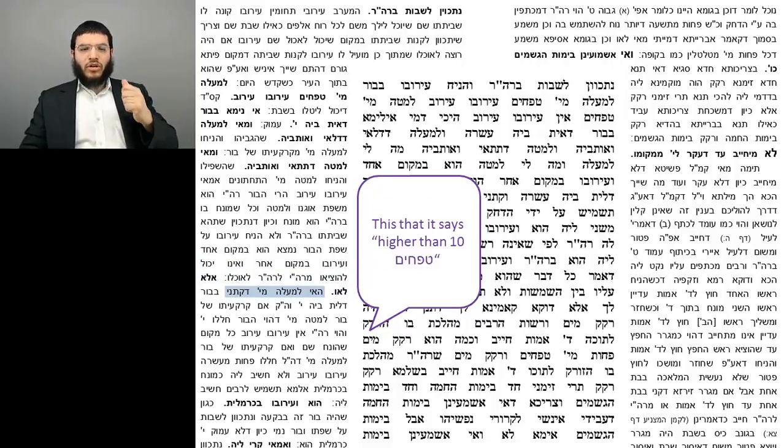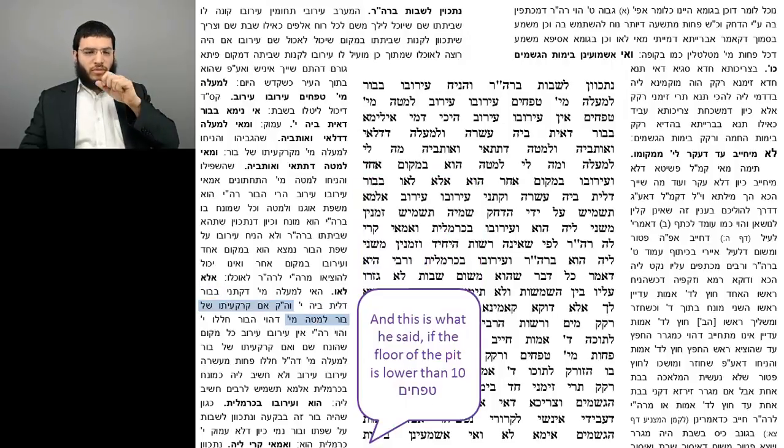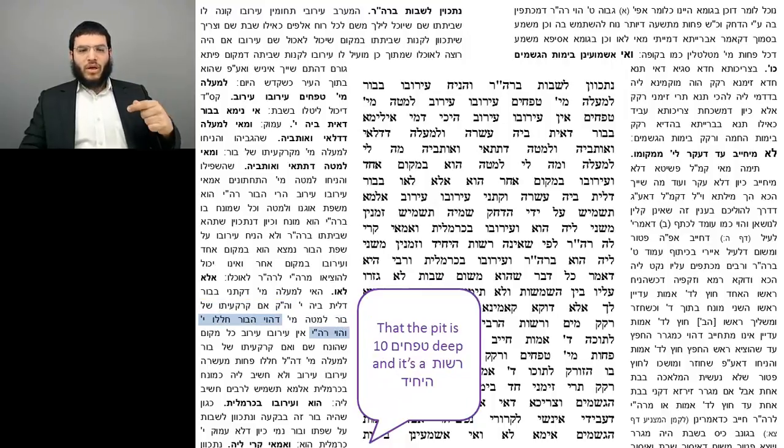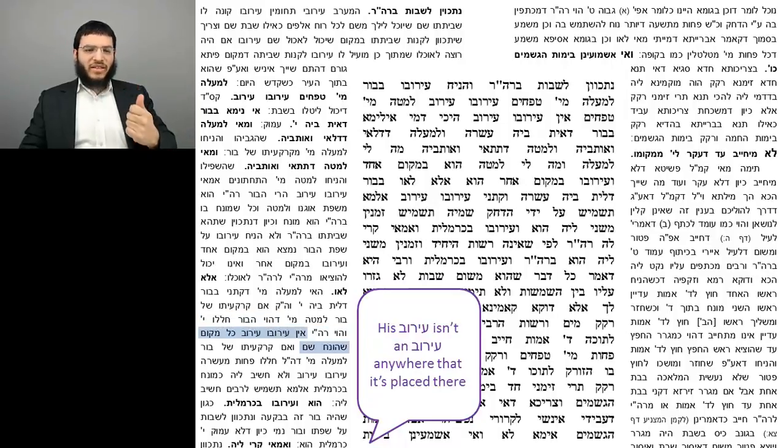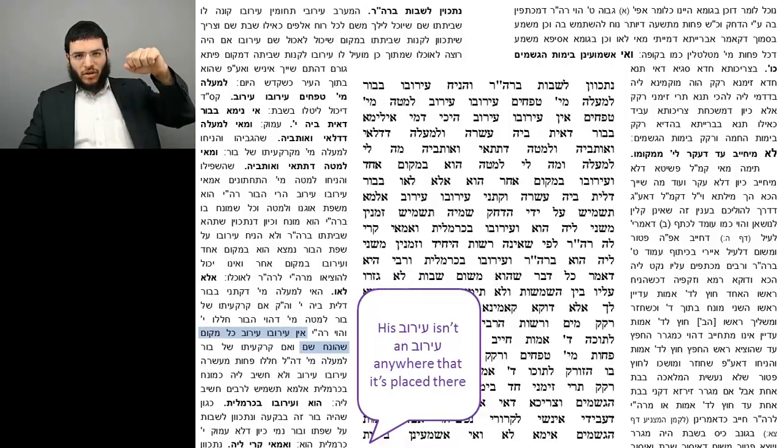That this that it says higher than 10 tefachim, it doesn't mean in the same pit. It's by a pit that doesn't have 10 tefachim in it. And this is what he said: if the floor of the pit is lower than 10 tefachim, that the pit is 10 tefachim deep, and it's a reshus hayachid, then in that case his eiruv isn't an eiruv anywhere that it's placed in that pit. If it's a pit that's 10 tefachim deep, it's not a good eiruv.